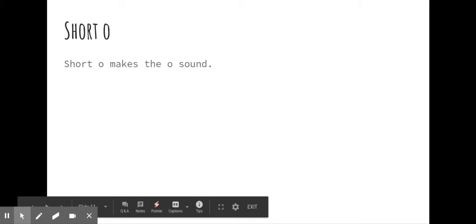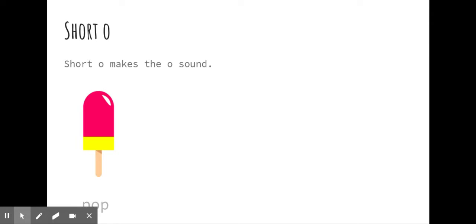Hi, boys and girls. The last few days, you have been learning about short vowel sounds. We've learned that short A says a, short E says eh, short I says ih, and today we're going to be learning about short O. Short O makes the ah sound. So let's look at some words that have the ah sound in them.